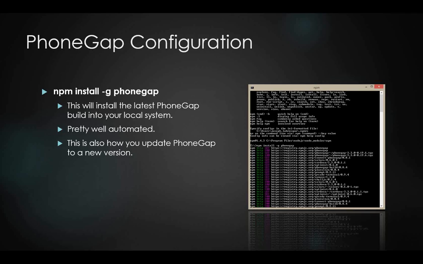And interesting note, this is also how you update PhoneGap to a new version. So let's say we're running PhoneGap 3.4 right now, and this really cool feature comes out in 3.6. So we're like, oh, well, we want to grab that. All you have to do is run that command again, and it'll reinstall PhoneGap to that latest version.